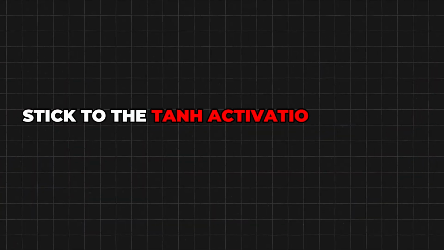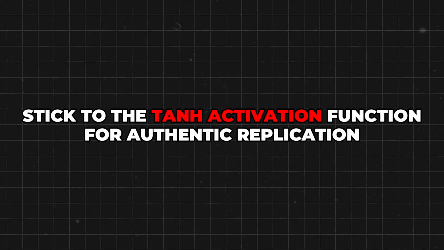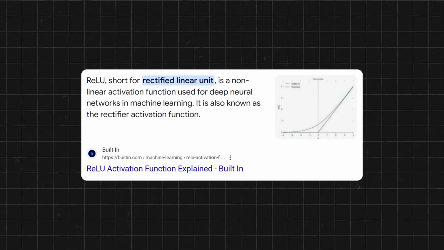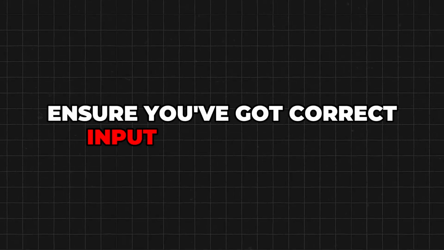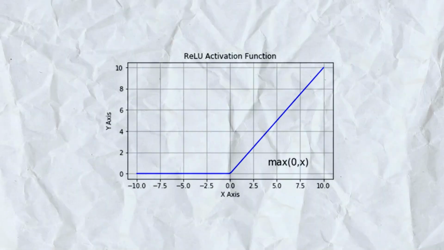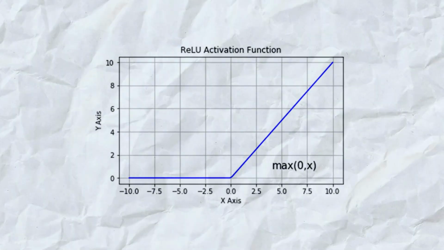Here's a crucial detail: stick to the tanh activation function for authentic replication. Modern functions like ReLU, while powerful, weren't part of the original design. Also, ensure you've got correct input normalization. These details matter for accurately reproducing the paper's results.